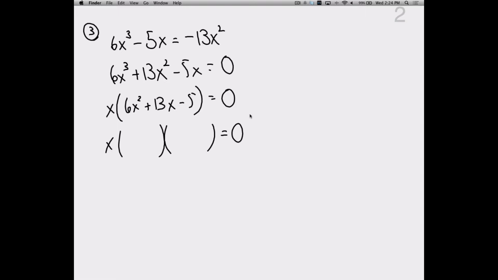What are you going to try? You're going to try 6 and 1. You're going to try 2 and 3. Hopefully you're not doing 2 and 4. That's 8.